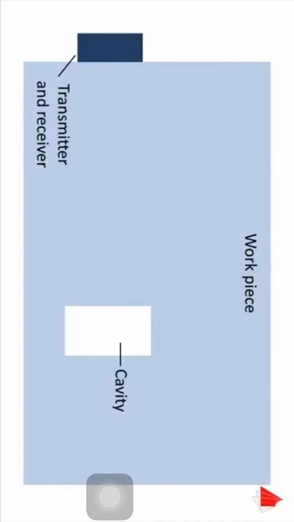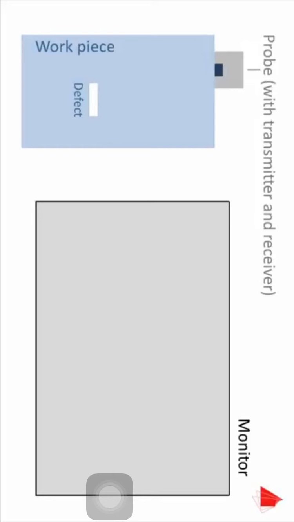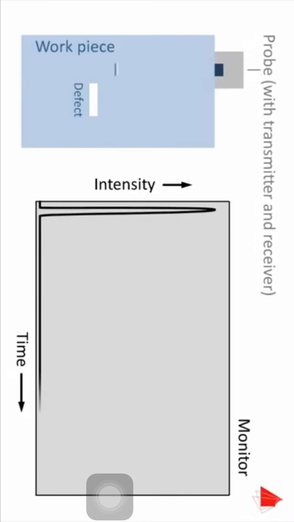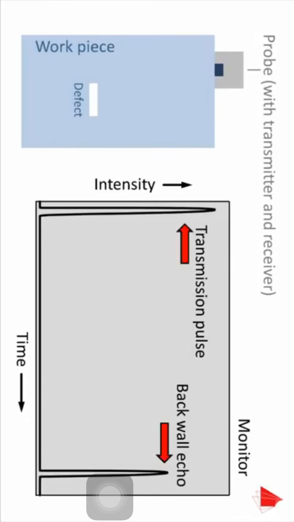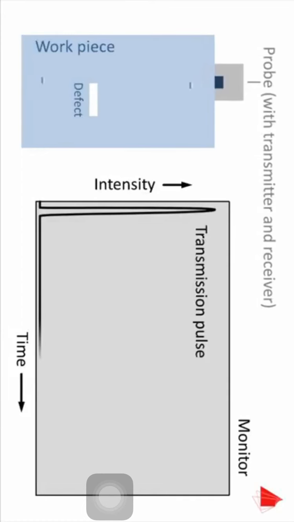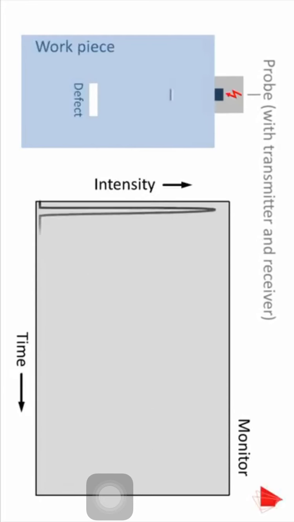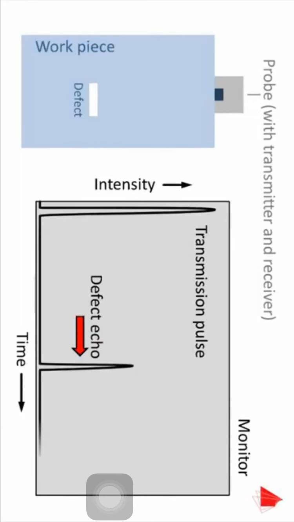In pulse echo mode, a transducer installed in a probe performs both the sending and the receiving of the ultrasonic pulse. On a computer monitor, the intensity is being plotted upwards on the y-axis and the time towards the right on the x-axis. With the probe at a place free from defects, only two signals may be seen on the monitor: the transmission pulse and the echo resulting from the lower surface of the workpiece, termed back wall echo. Moving the probe towards the right leads to an additional echo created by the defect. Even further towards the right, only the defect echo is visible apart from the transmission pulse.